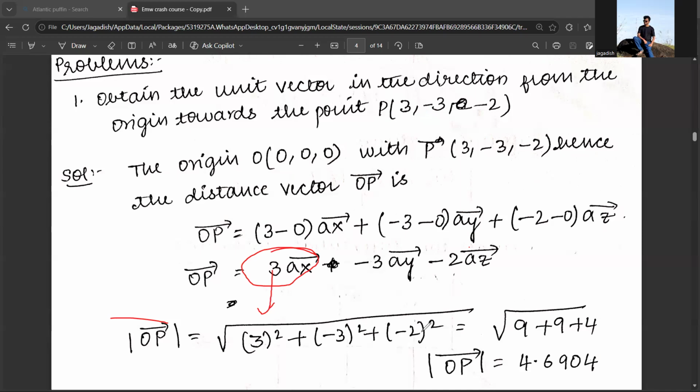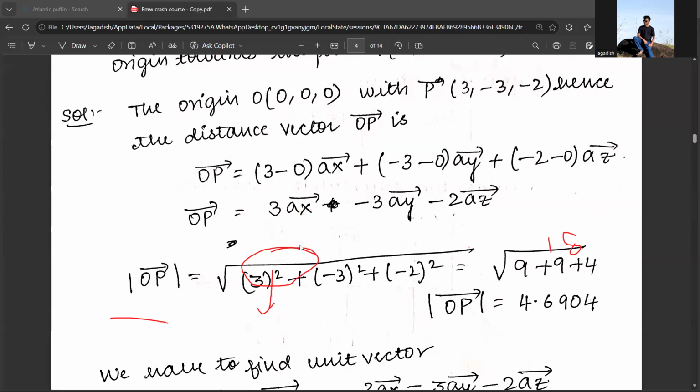the whole square. So what is 3 square, students? 9 plus 9 plus 4. What is 18 plus 4? 18 plus 4 is 22. So root 22. What will you be getting for root 22 in your calculator? 4.6904 is coming, Amit?